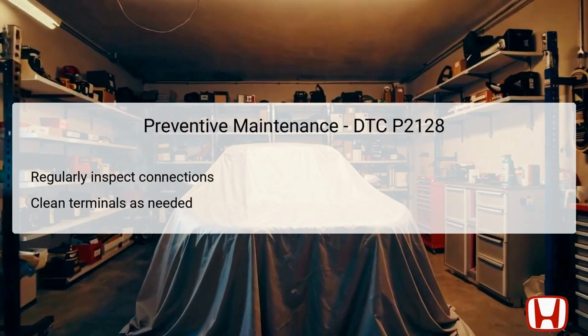Preventive maintenance is key to reducing the likelihood of encountering DTC P2128 in the future. Regularly inspecting the electrical connections between the APP sensor and the ECM can help catch potential problems before they develop. Cleaning terminals and ensuring that there is no corrosion or dirt buildup will enhance the reliability of electrical contacts.